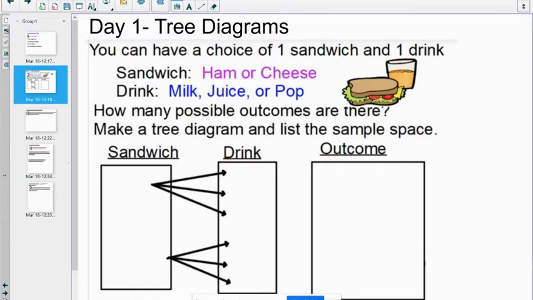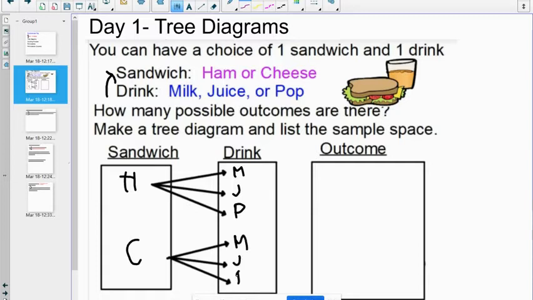Remember how when you're drawing out your tree diagram, you don't write out the full word, you just use the first letter or an abbreviation. For our sandwich decision, we had ham or cheese. Now for our drink decision, you can have milk, juice, or pop. And the same goes if you were to choose a cheese sandwich.